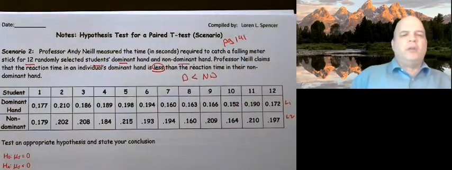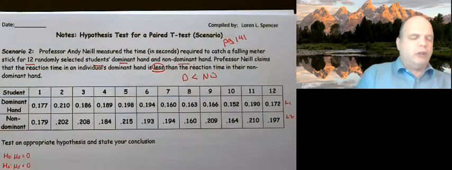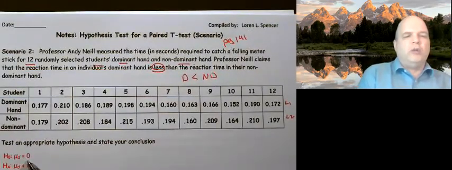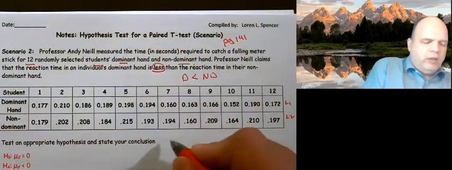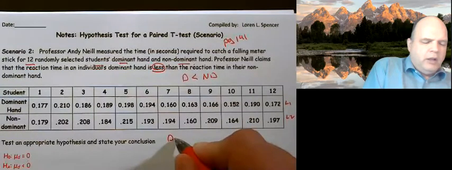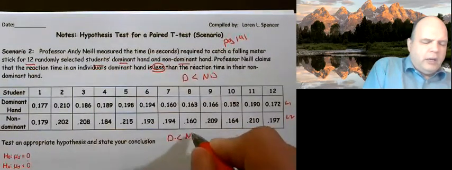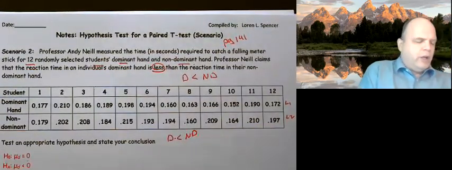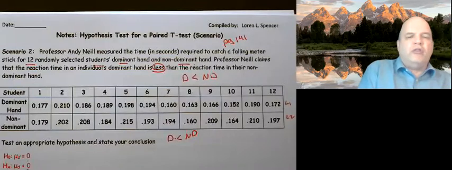Then it says test an appropriate hypothesis and state your conclusion. Well, if there was no difference, it would be equal to 0. All right, no difference would be equal to 0. But since he says that the dominant is less than the non-dominant, we're going to go with our alternative hypothesis saying mu d is less than 0.